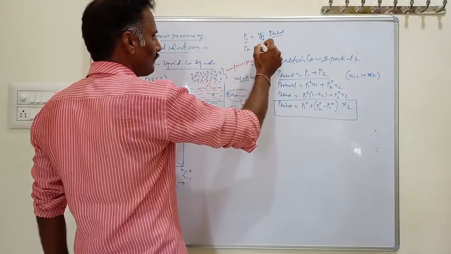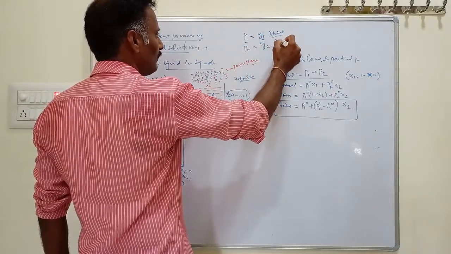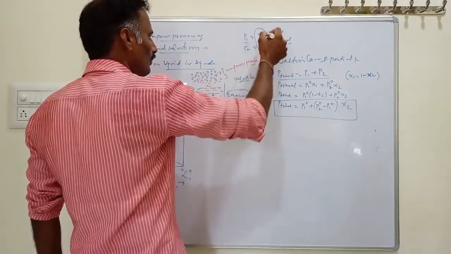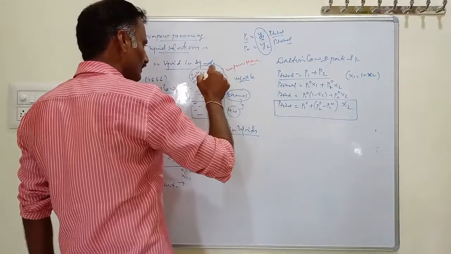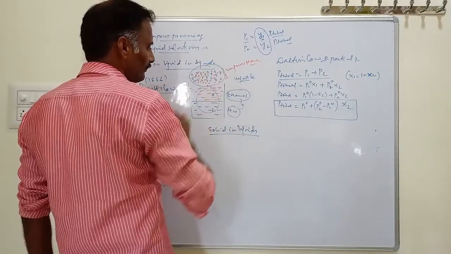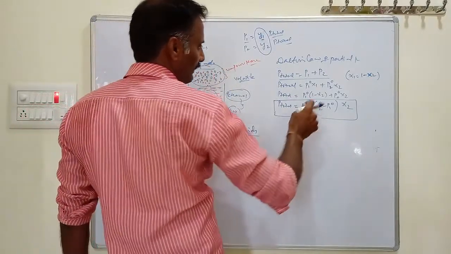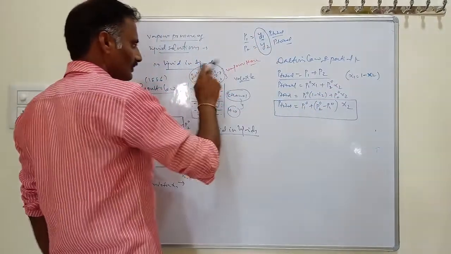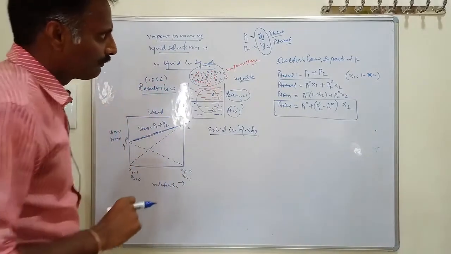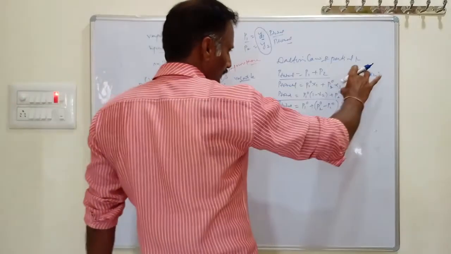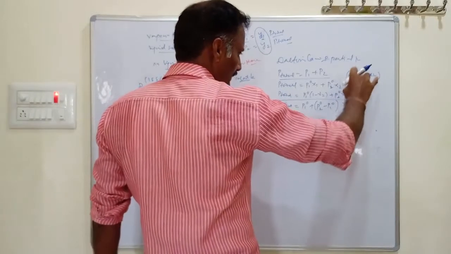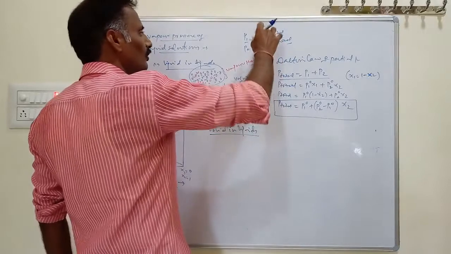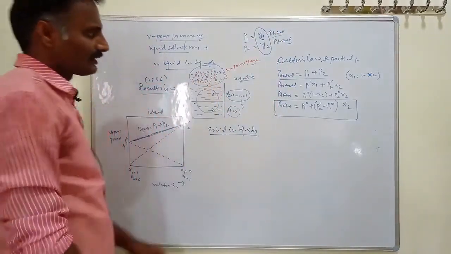And by knowing P2 equal to Y2 into P total, Y1 and Y2 are called the mole fractions of the components in the vapor phase. This is the vapor phase, and this is the solution phase. In the solution phase we calculate mole fractions X1 and X2, and Y1, Y2 are called the vapor phase compositions. Like this, we are calculating both the mole fraction of components in the solution phase as well as in the vapor phase, by using Raoult's law.